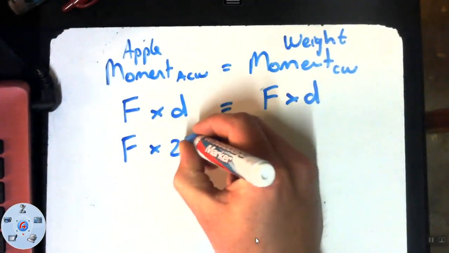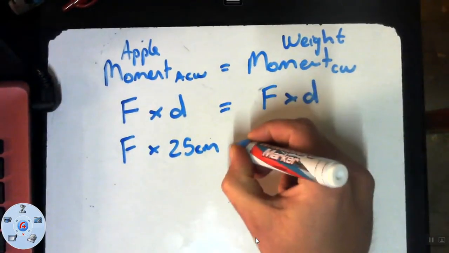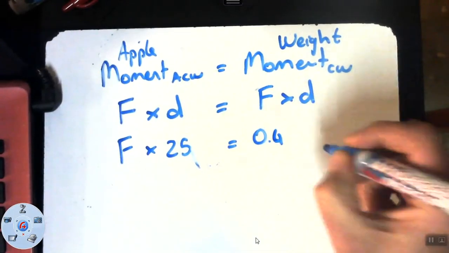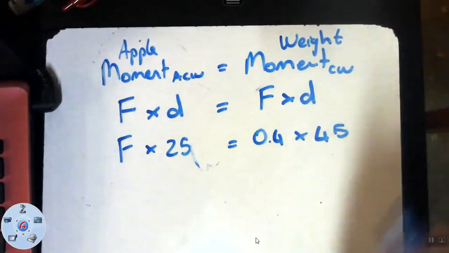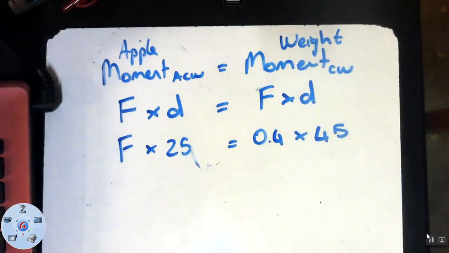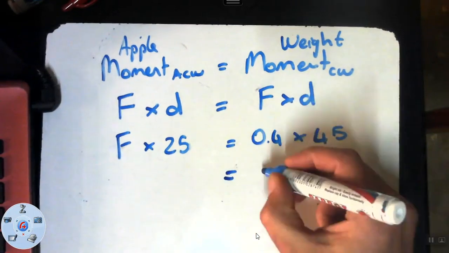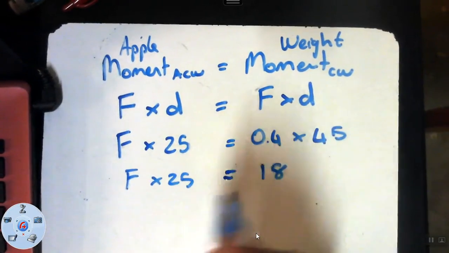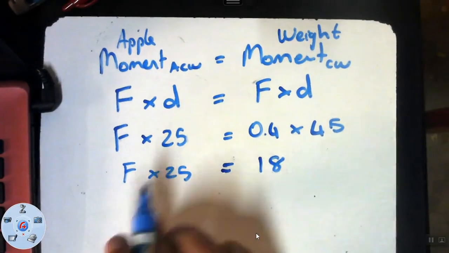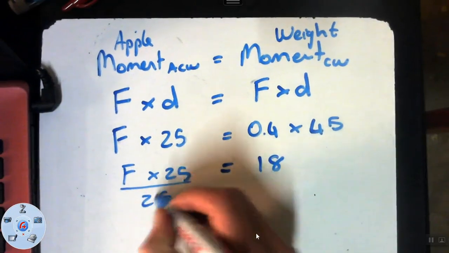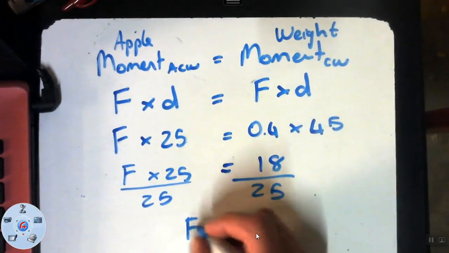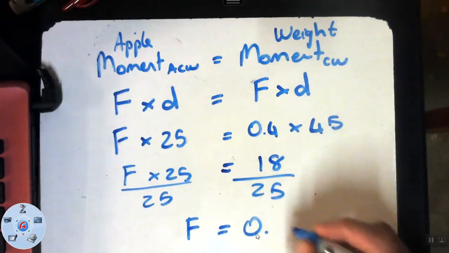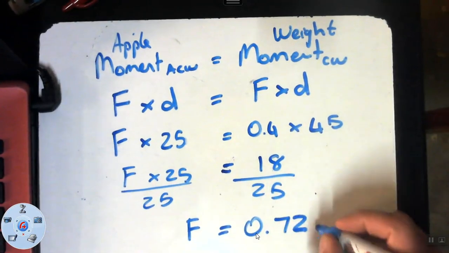That is 25 centimeters. On this side, we can leave our units out. Here we have 0.4 times 45, which is the distance in centimeters. So on this side, that equates to 18. On this side, we've got F times 25. We want to calculate F, so we divide by 25 on both sides. And that ends up with F equal to 0.72. And remember, the unit is Newton.